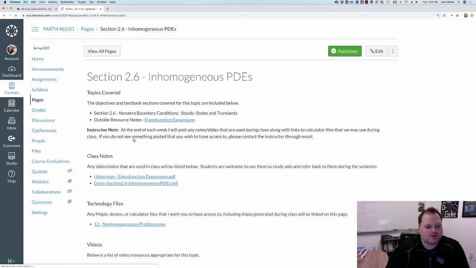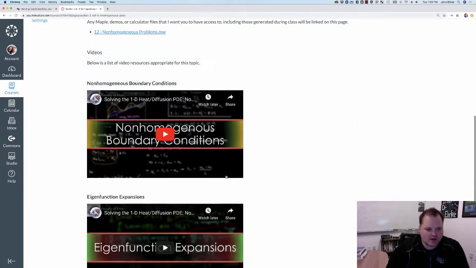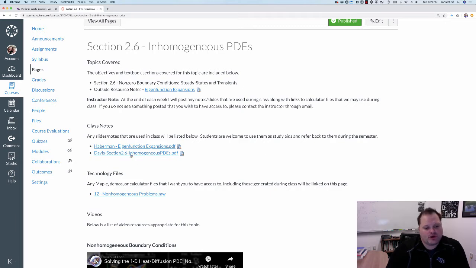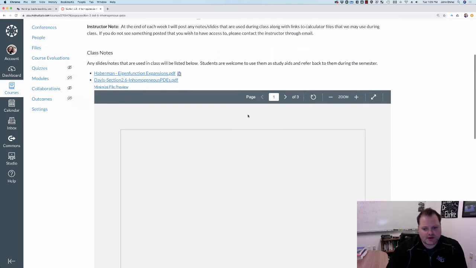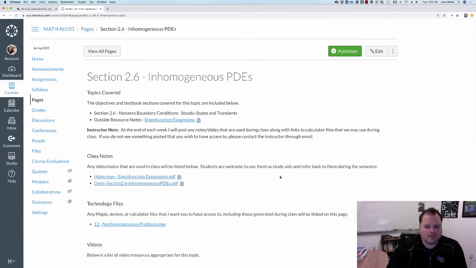And then section 2.6 here has the topics, notes, some outside videos for you to watch. What I do want to point you to, though, is that starting on Monday, I have been uploading the textbook pages. So you can see here, if you left your textbook at home, this is the textbook page for section 2.6. You can take a look at that as well.